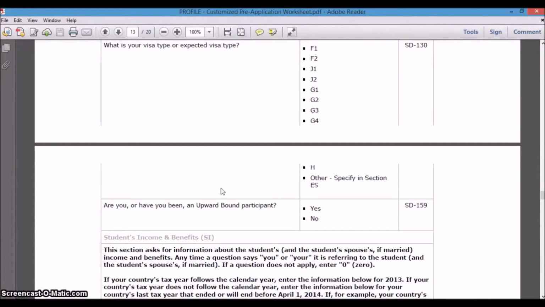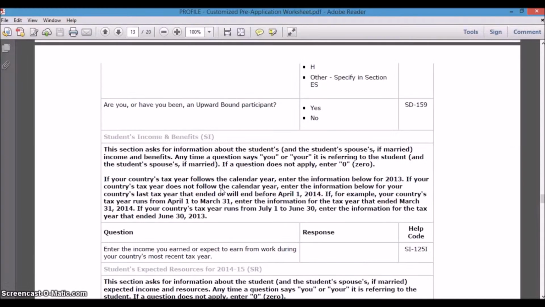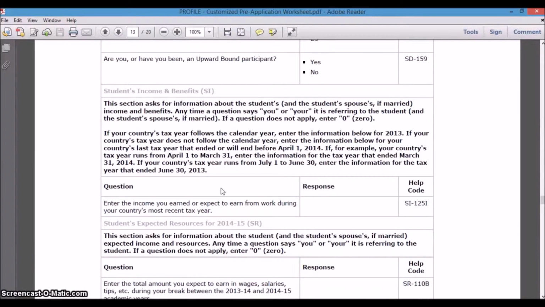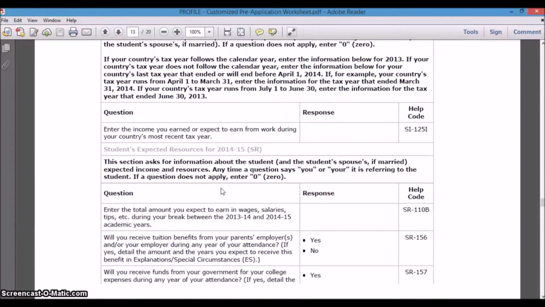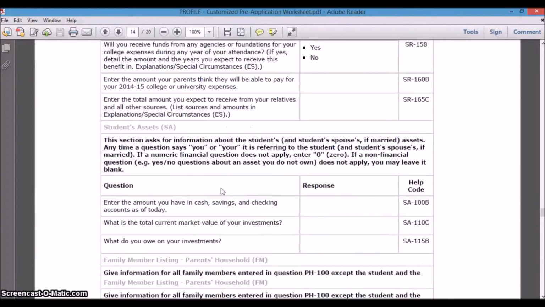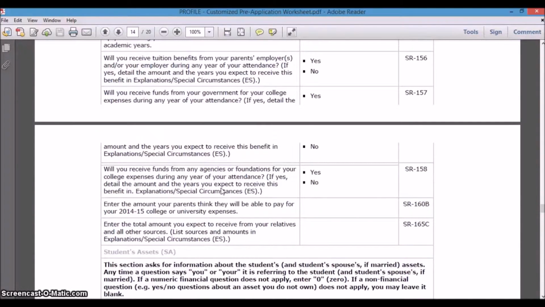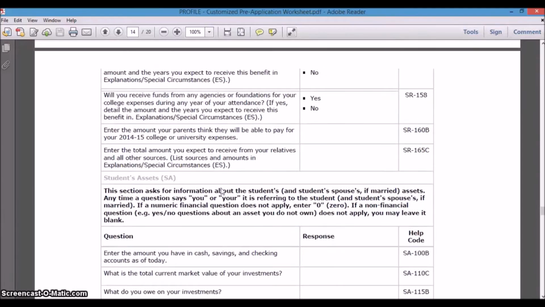The next section is students' income and benefits. For most Ethiopian students, this would not apply because most of us do not have basically steady income jobs. So if some of these questions do not apply, just make sure you enter 0. But make sure you completely answer all the questions. This section is basically asking how much money you would earn if you were working, and if you're not working, just enter 0 in the questions that apply. Students' assets is very similar.